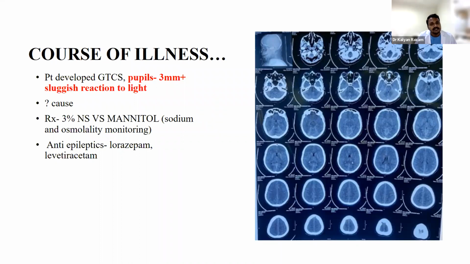Because of hyperammonemia, there are raised changes in the serum osmolarity, which lead to cerebral edema, causing this patient's generalized tonic-clonic seizures. Usually we treat such things with 3% NS versus mannitol. Ideally 3% NS is the preferred agent, but if the sodium levels are already above 155, it's better we avoid 3% NS. Mannitol can be given, but it causes renal failure.